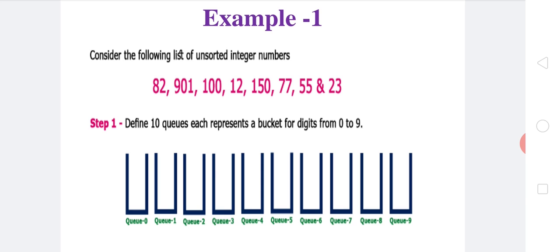In step number 1, define 10 queues, each representing a bucket for a digit from 0 to 9. First draw the 10 queues or buckets, from bucket 0, bucket 1, bucket 2 up to bucket 9, also called Q0, Q1, Q2 up to Q9.